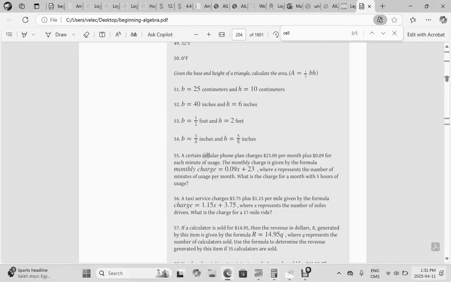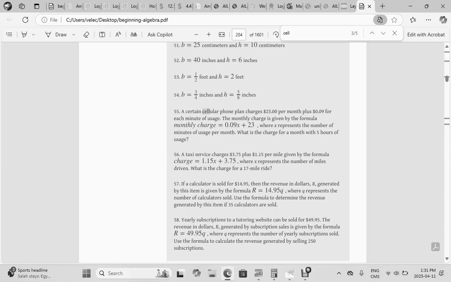Further down, a taxi service charges $3.75 plus $1.15 per mile, given by the formula charge equals 1.15x plus 3.75, where x represents the number of miles driven. What is the charge for a 17-mile ride? The units are fine. We need to know the cost for 17 miles, and the 1.15 is for each mile, plus $3.75, your base fee.